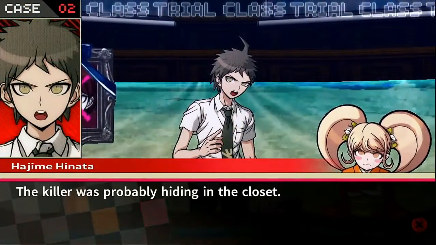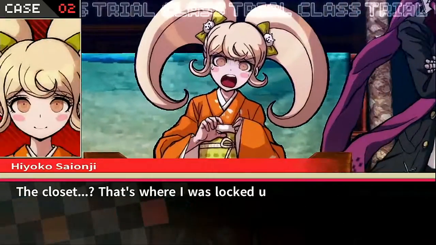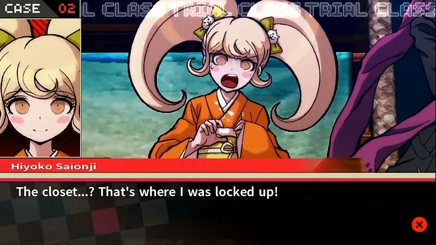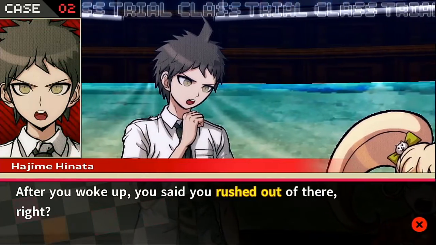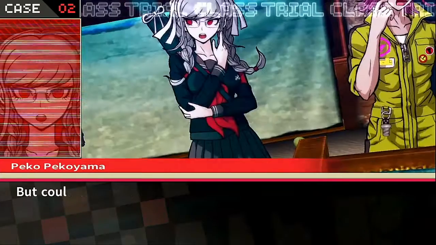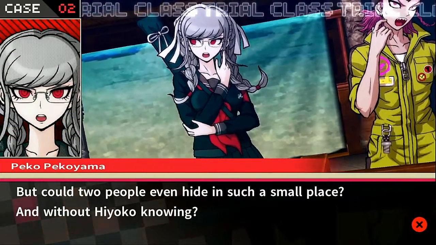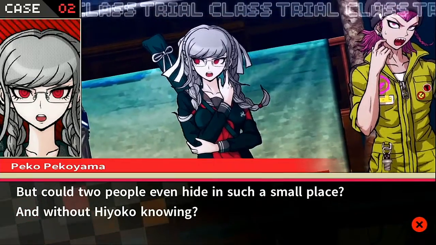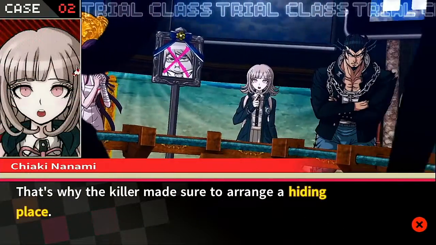The killer was probably hiding in the closet. The closet? That's where I was locked up! After you woke up, you said you rushed out of there, right? Then you probably didn't look inside the closet very carefully. But could two people even hide in such a small place? And without Hyoko knowing? That's why the killer made sure to arrange a hiding place.